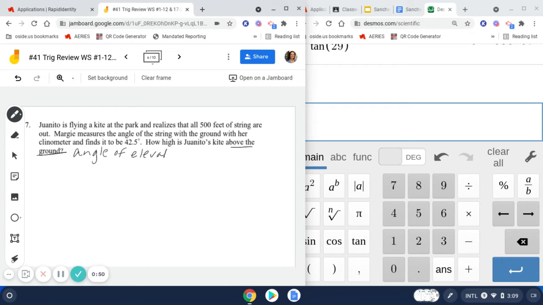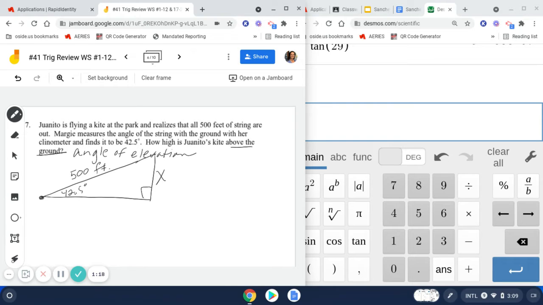What is an angle of elevation? It's somebody who's down at ground level. So here they are down at ground and they are looking up. So she used this clinometer app to measure that the angle is 42.5 degrees. So that's our given angle. And they said something about the string of the kite, right? So picture this kite going up and that's 500 feet long. But they want to know how high it is from the ground.